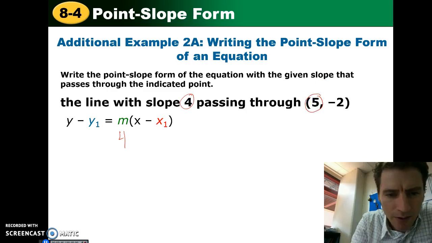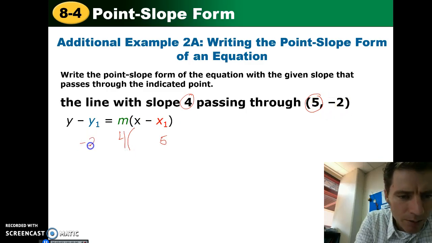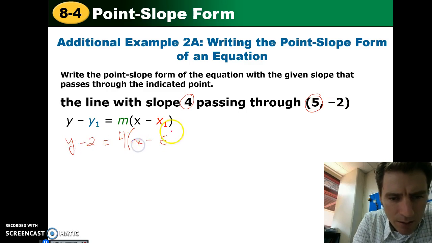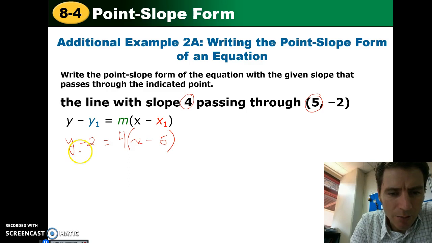My x value is 5. I'm going to plug that in there. My y value is -2. I'm going to plug that in there. And now I just fill everything else in. And that's my point-slope form. Pretty easy to go, when they give you this, into point-slope form.